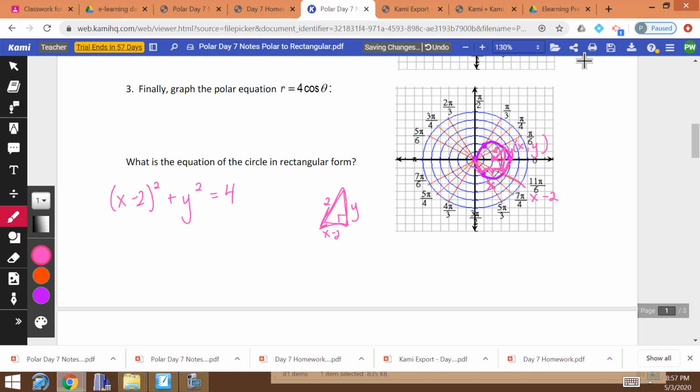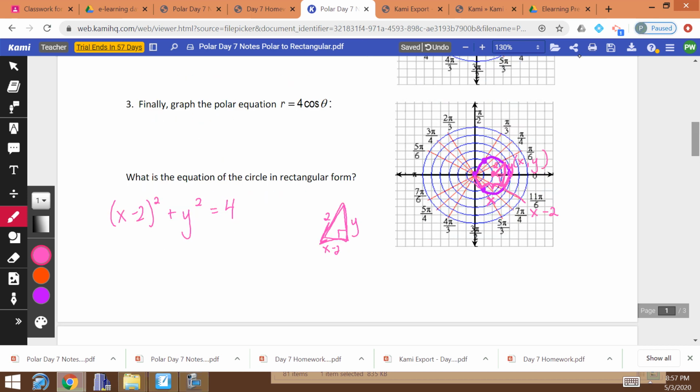Now, if you think about it, this is really just relating to all the other graphs that we've done. This is really h and k. When we're looking at a circle with a center of (h, k), the circle equation is just (x minus h) squared plus (y minus k) squared is equal to r squared.